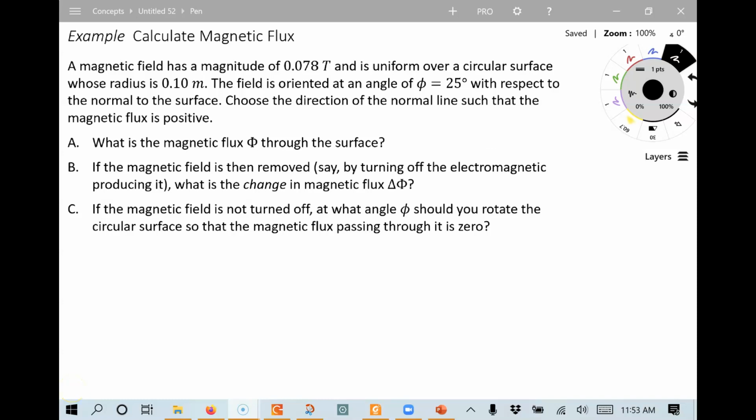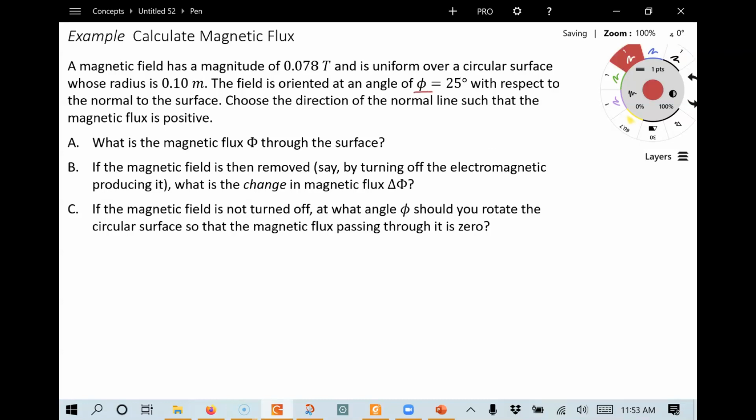Hi, this is an example problem from Chapter 22 on calculating magnetic flux. Pause for a moment to read the question. So in this question, it says that we have a magnetic field and we have a circular surface with a given radius, and that the orientation between the magnetic field and the normal to the surface is given as an angle, this phi equals 25 degrees.